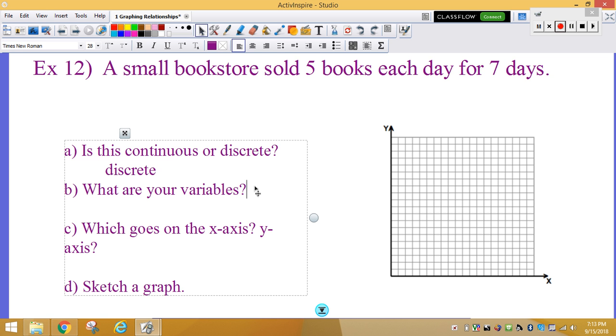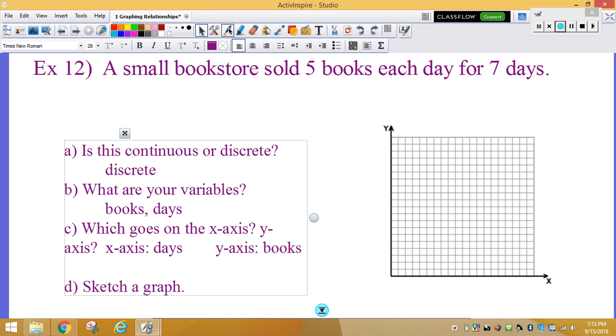What are your variables? That means what are we even talking about? Well, we're talking about books, right? And what else are we talking about? It's typically the words that come after the number. So I've got 5 books. My other variable is days. It took 7 days. Which goes on the x-axis and which goes on the y-axis? Well, days is a form of time, right? Days and time, they're the same. So days is going to go on my x-axis, which leaves books to go on my y-axis.